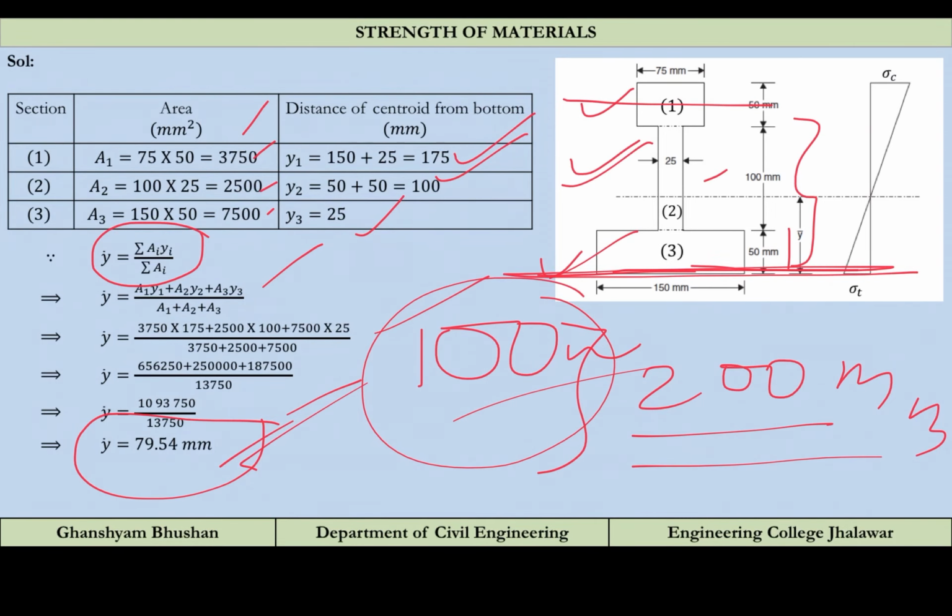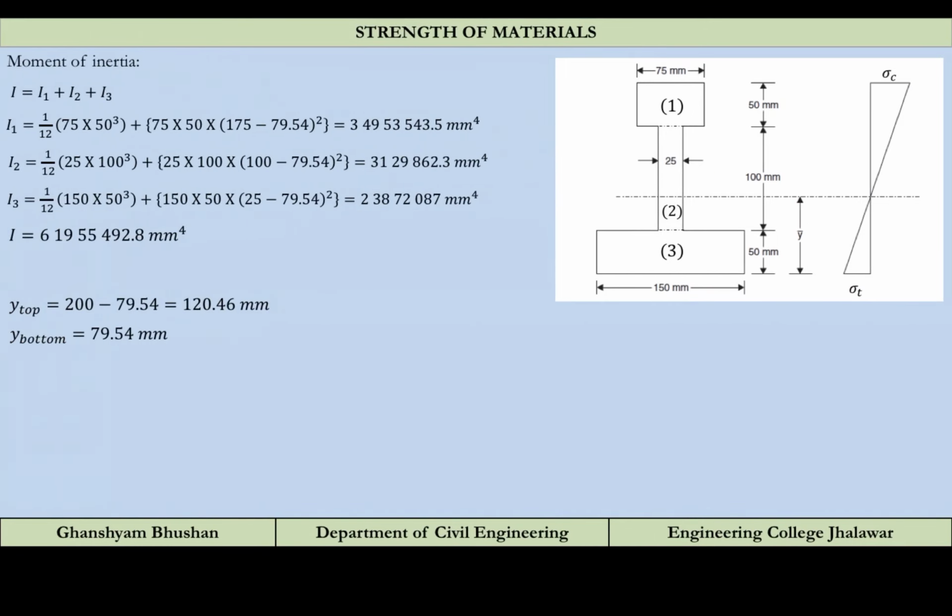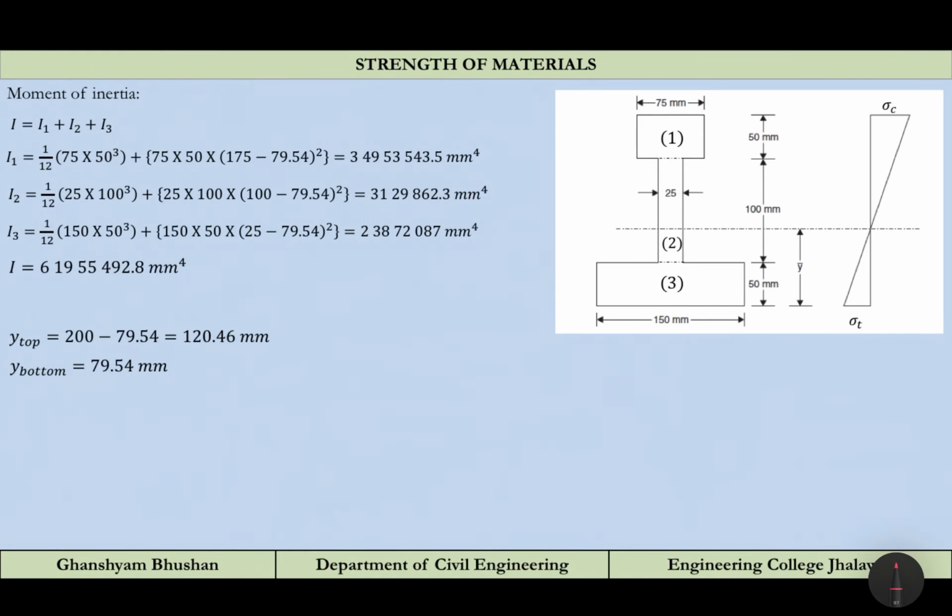We have to calculate the moment of inertia about the centroidal axis. Again this is very simple. The moment of inertia will be the sum of the moments of inertia for the 3 different sections, so I1, I2 and I3.